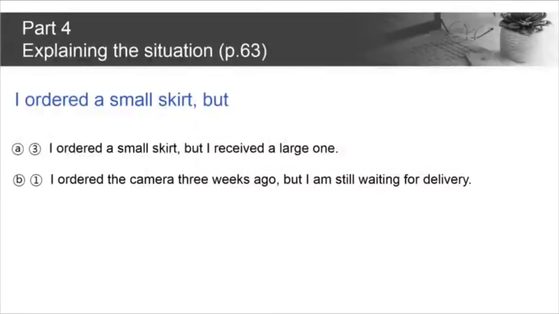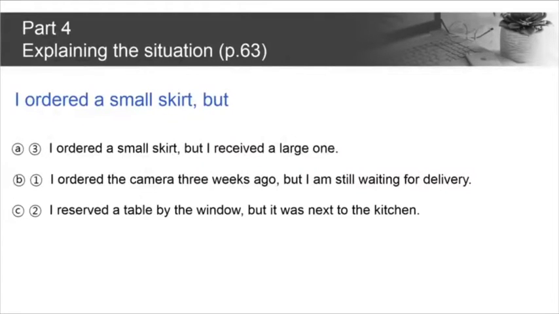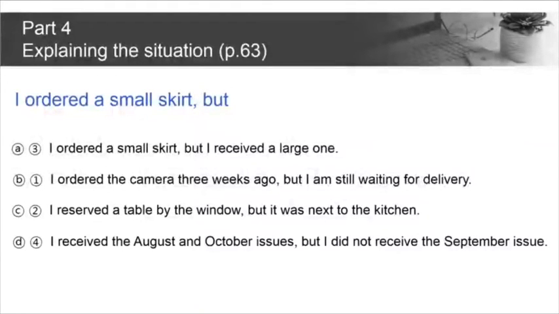And connect C and number 2. I reserved a table by the window, but it was next to the kitchen. Connect D and number 4. I received the August and October issues, but I did not receive the September issue.